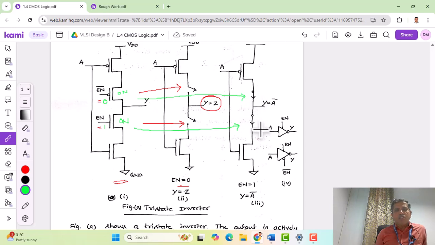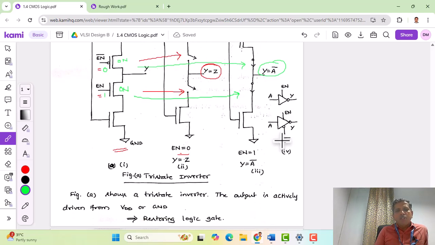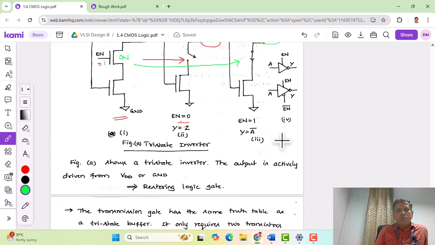So now you can see here, after replacing the PMOS and NMOS with closed switches, the complete circuit looks like an inverter. So if we apply A here, then the output will be Y equal to A bar. So this is the working principle of the tri-state inverter. A tri-state inverter is used in many microprocessor designs and even in CPU design. So it is a widely used logic circuit.